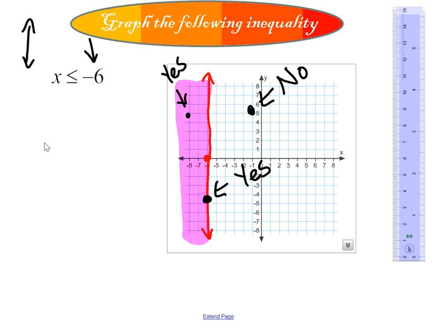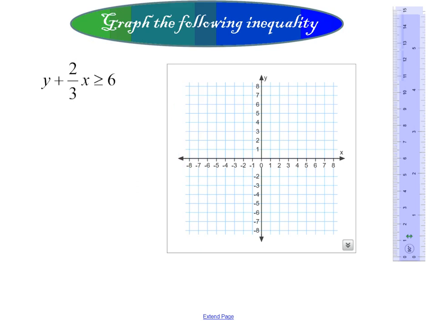So here we have to get y by itself. To do that, I'm going to subtract 2/3 x on both sides. So I'm going to say minus 2/3 x, minus 2/3 x. So I'm left with y is greater than or equal to -2/3 x plus 6. Now I can answer the questions I usually answer here.